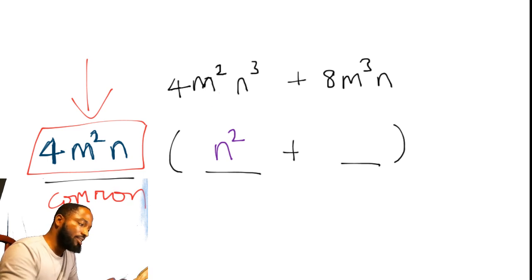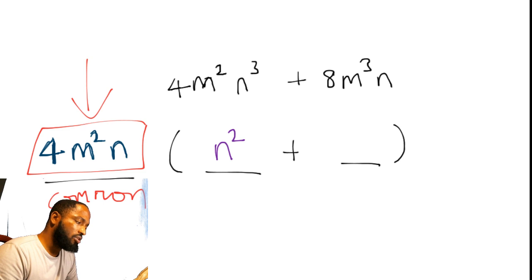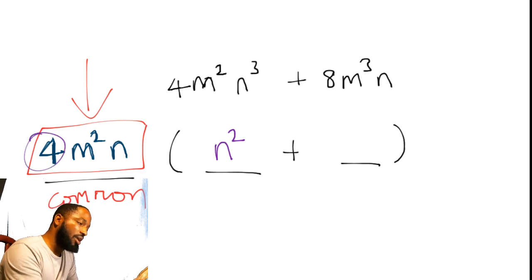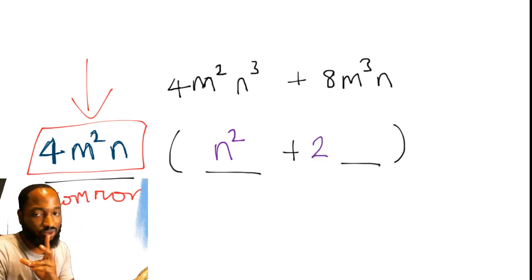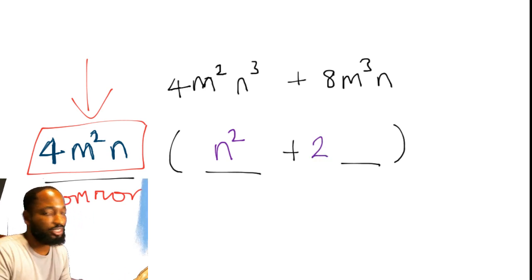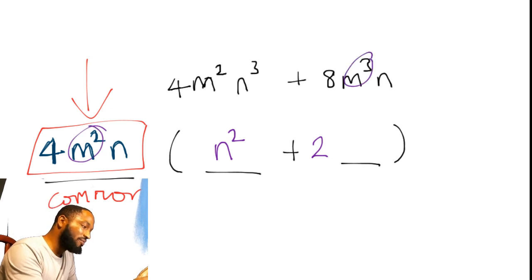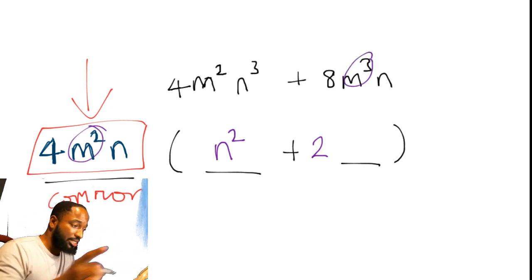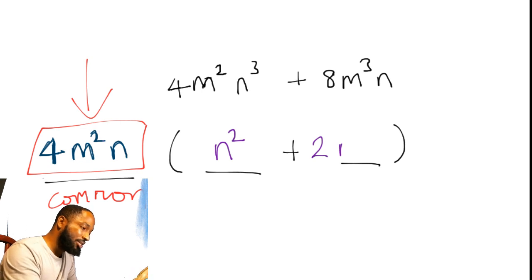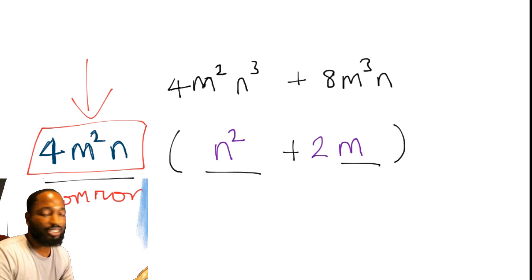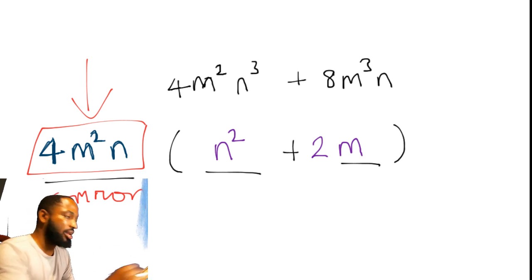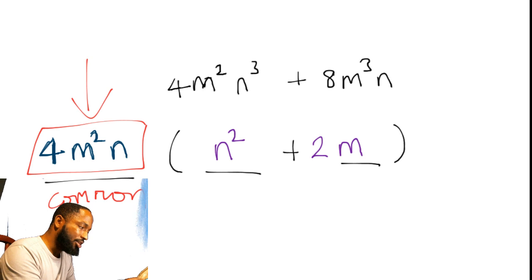What to put on this side now? We have 4 here and we have 8 here. It means to get this up to 8, I need to put a 2. So the numbers work like that, right? 4 by 2 is 8. We have m squared here and we have m cubed there. It means that m is missing, so we need to put 1 m there. And we have an n here and we have 1 n there, so I don't need to put any n's. And this is my final answer. Well done, Jamar, coming in clutch there. So the answer is 4m squared n squared plus 2m.